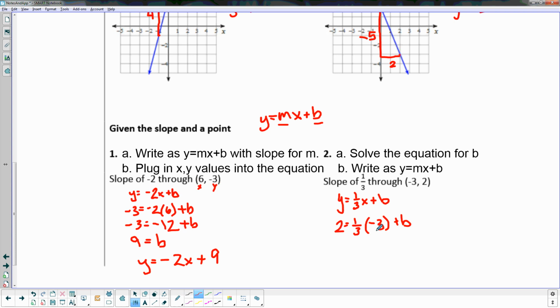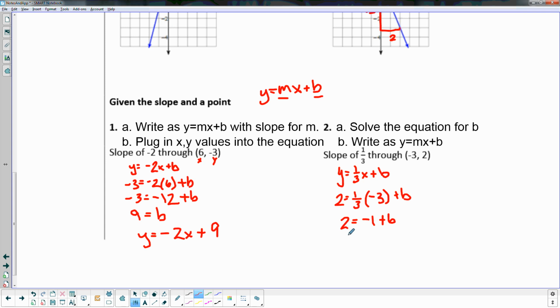1/3 times negative 3 is just negative 1. So I get negative 1 plus b. In order to solve that for b, I add 1 to both sides, and I get b equals 3. So my equation is y equals 1/3 x plus 3. And that's my equation.